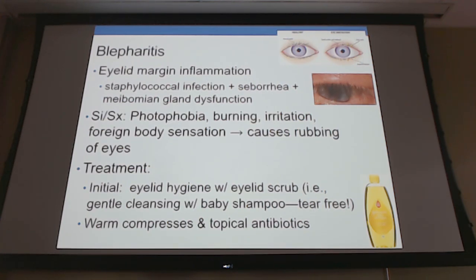So when we talk about other things that we'll use in derm for kids, like ketoconazole shampoo, for example, or a steroid shampoo, those ones aren't tear-free. So make sure you know the difference of what you're using for the kiddos. You can also do warm compresses and topical antibiotics if the eyelid hygiene isn't working to get rid of that staph burden.